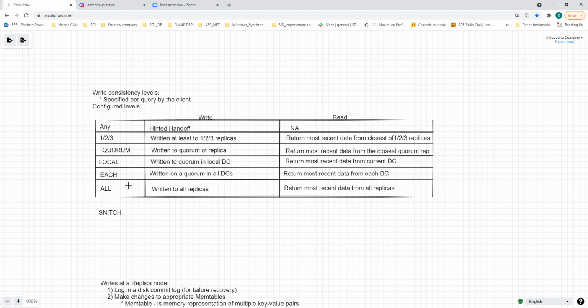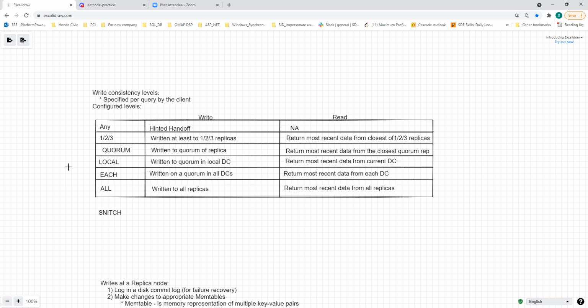And so for all, it means you have to write to all replicas. And then for the read, you'll have to read from all the replicas. So if you look at it on each, initially you mentioned the ring is found within the one data center. So now how will this each work?